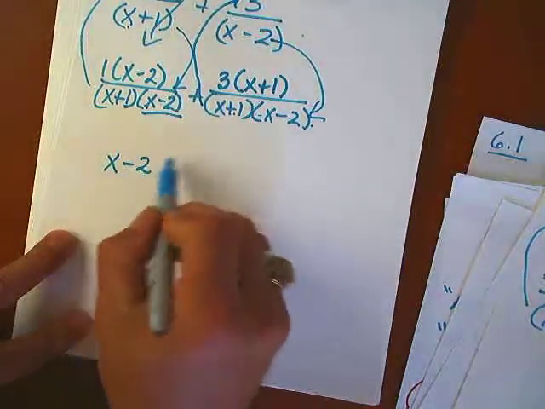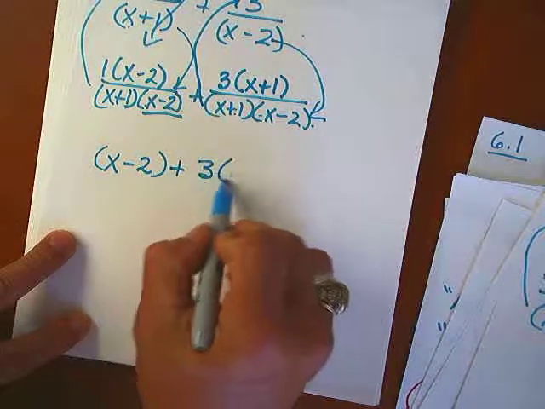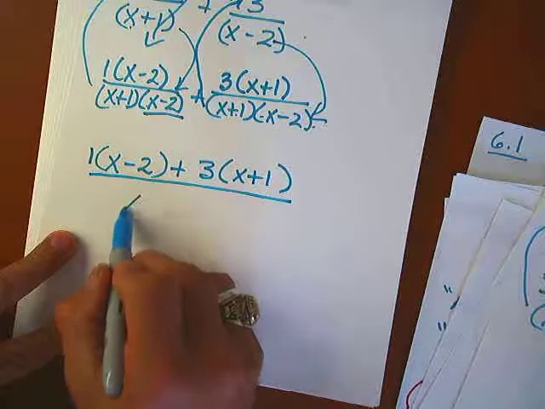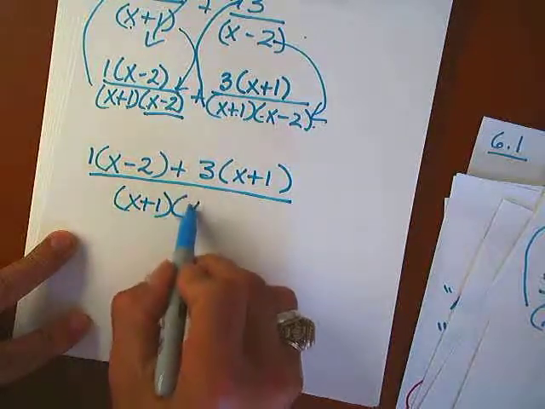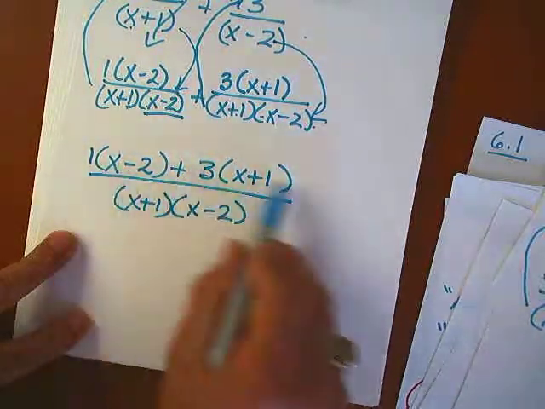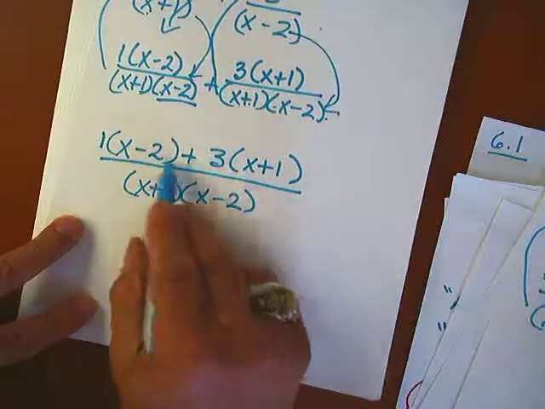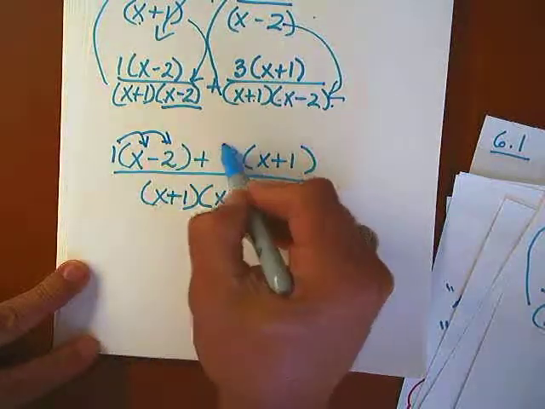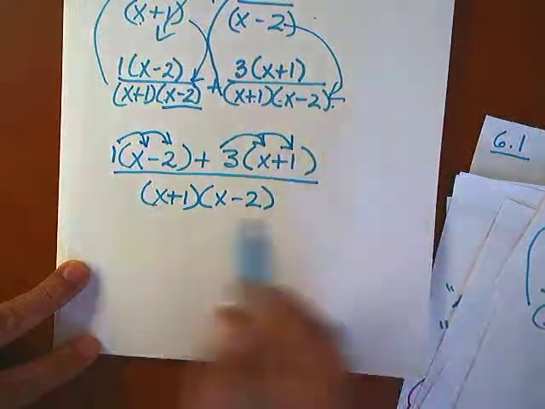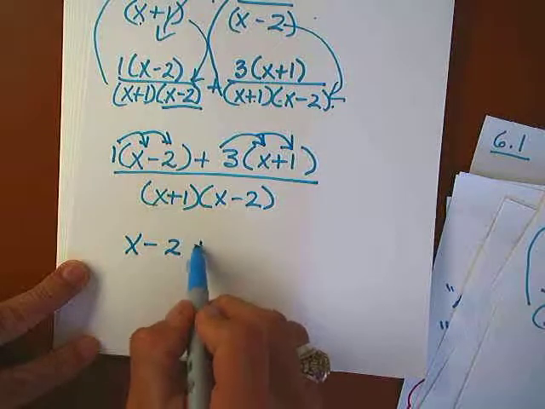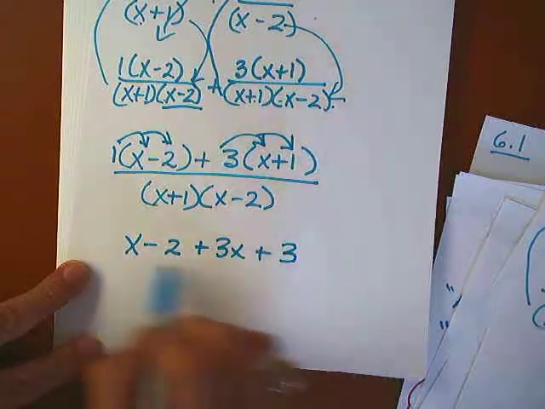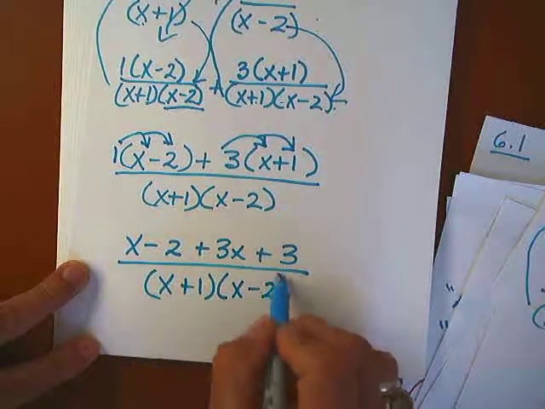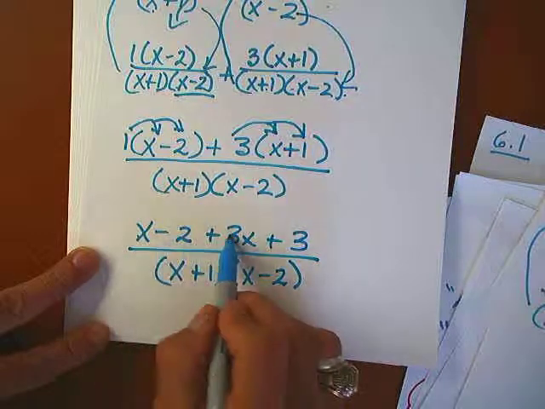So how many times will x plus 1 go into this denominator? X minus 2 times. X minus 2 times 1 is 1 times x minus 2. How many times will x minus 2 go in here? X plus 1 times. X plus 1 times 3 is 3 times x plus 1. So now we've got x minus 2 plus 3 times x plus 1. Oops, forgot my 1 there. Over x plus 1 times x minus 2.